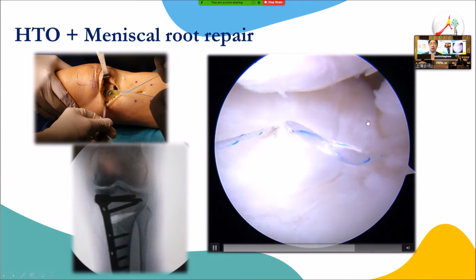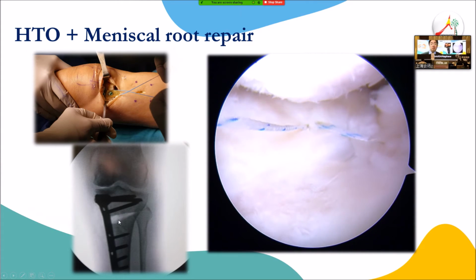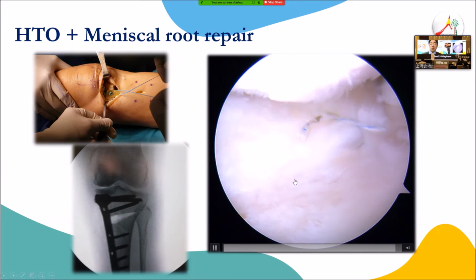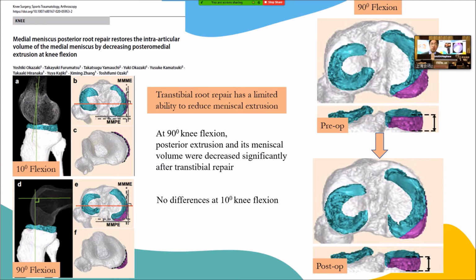Like this patient, who has a root tear. Okay, we repair the root, and also we do the high tibial osteotomy. You see, her cartilage quality is not so good, right? But the important thing is that you need to save the suture. Okay, how to save this suture in the meniscus root repair, because when you do osteotomy, sometimes you can cut this suture. Okay, so I will tell you the trick later.